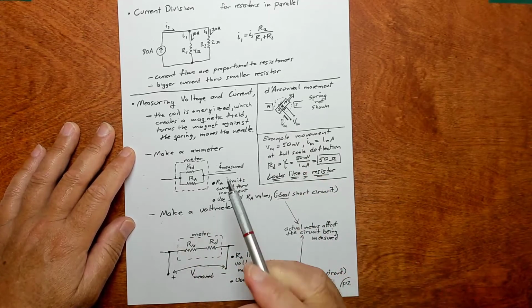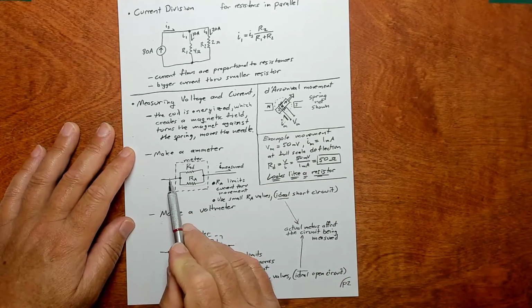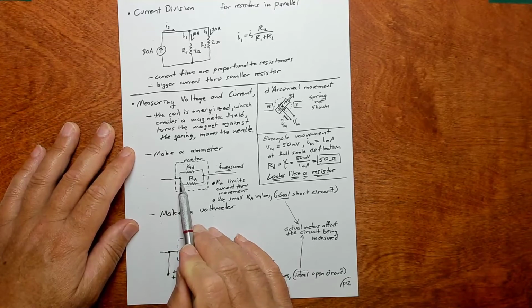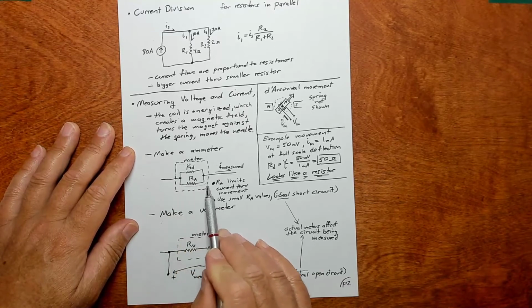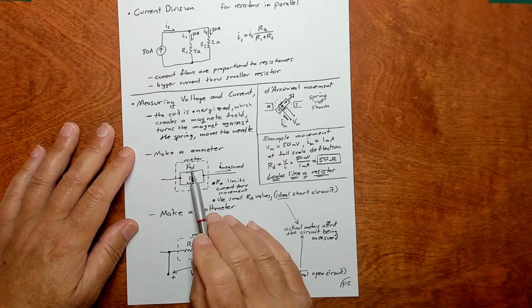So you're trying to measure some current going through this meter here. You're trying to measure a current that comes into this meter. You want anything more than 1 milliamp to go down through R sub A. Okay, so R sub A limits the current through R sub D.